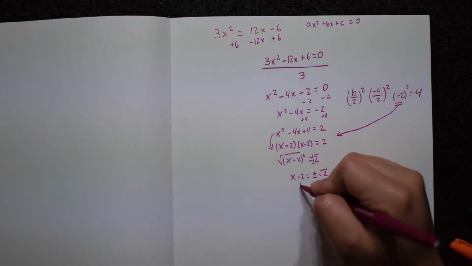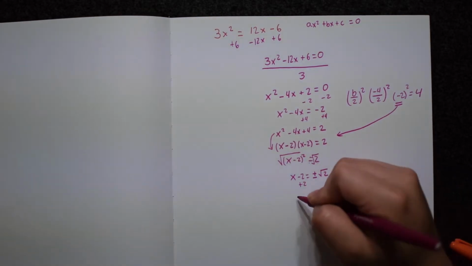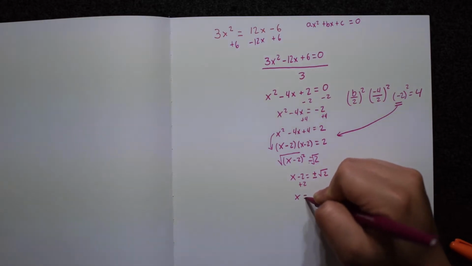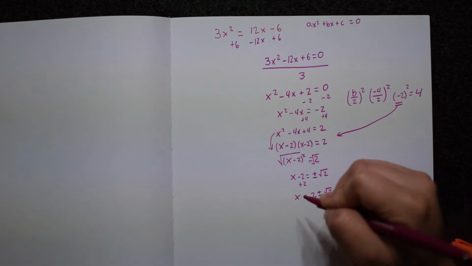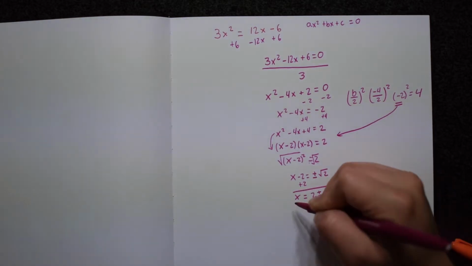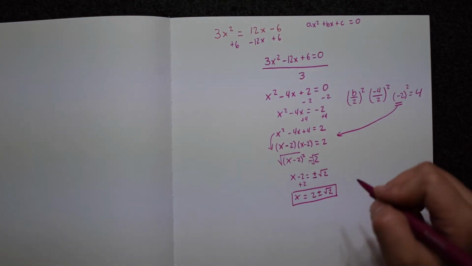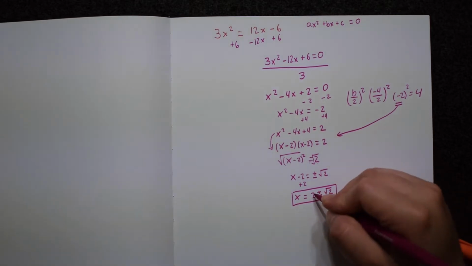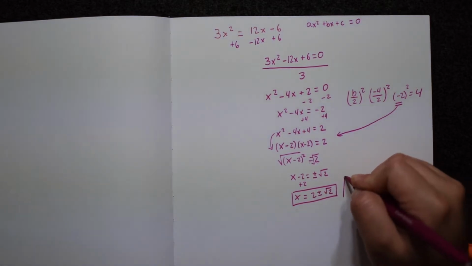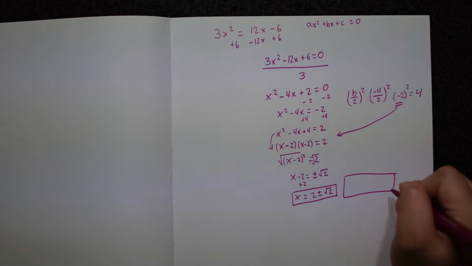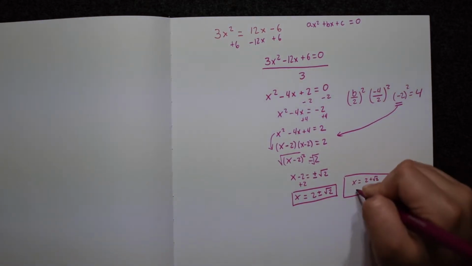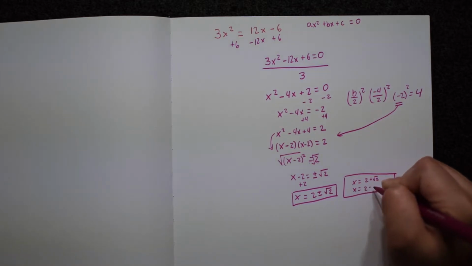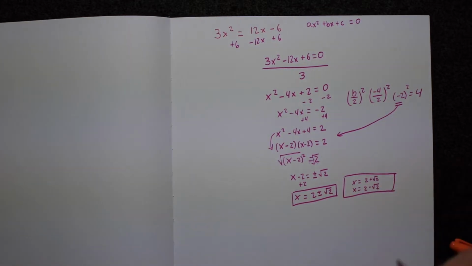And my next step will be to add 2 to both sides. And so my answer will be x is equal to 2 plus or minus the square root of 2. I have two different answers. So if you want to see them both written out, you have x is equal to 2 plus the square root of 2, and x is equal to 2 minus the square root of 2. Both of these are acceptable answers for me.